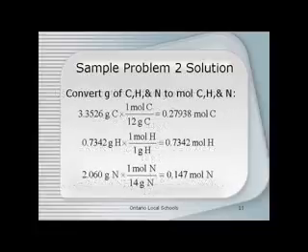Now that we have the grams of carbon, hydrogen, and nitrogen, we can convert each of those to moles. So our 3.3526 grams of carbon times 1 mole of carbon over 12 grams of carbon gives us 0.27938 moles of carbon. 0.7342 grams of hydrogen times 1 mole of hydrogen over 1 gram of hydrogen is equal to 0.7342 moles of hydrogen. And finally, our 2.060 grams of nitrogen times 1 mole of nitrogen over 14 grams of nitrogen gives us 0.147 moles of nitrogen. We're ready to move on to our mole ratio, and then we'll have the empirical formula.